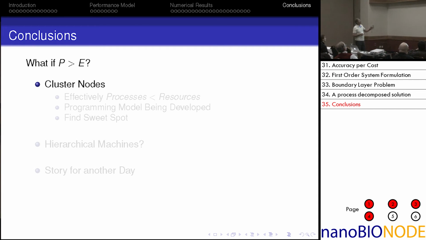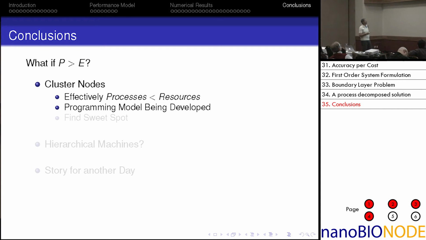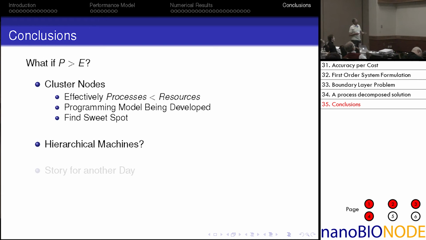Okay, what if P is bigger than E? What if I have really dumb processors like the old Connection Machine? Remember that one? We cluster the nodes. So you have node clusters, and these hierarchical machines that are being developed would work. There we go. But that's a story for another day.